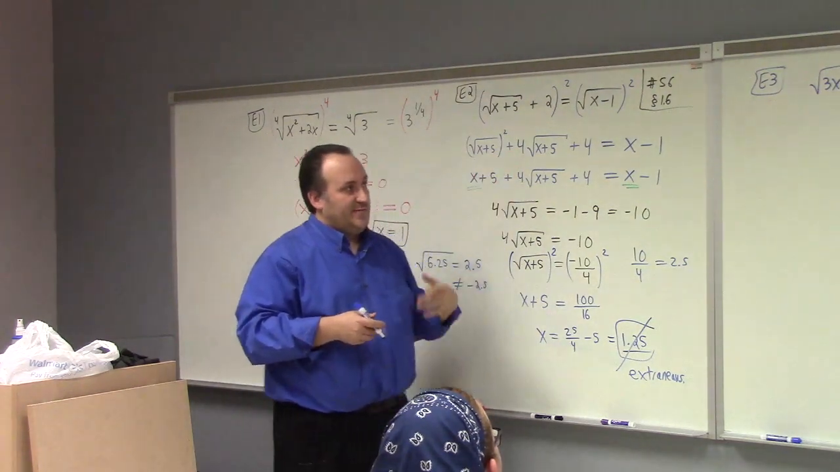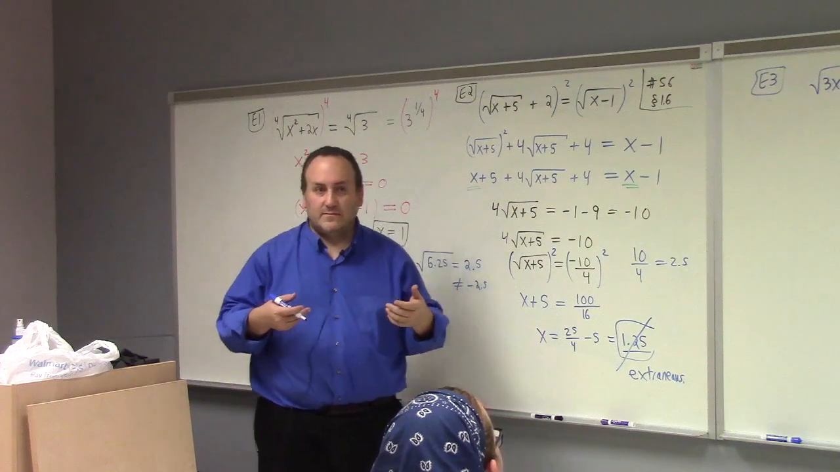So what I would do with this kind of problem is I pick the biggest, ugliest radical and I isolate it. All right?